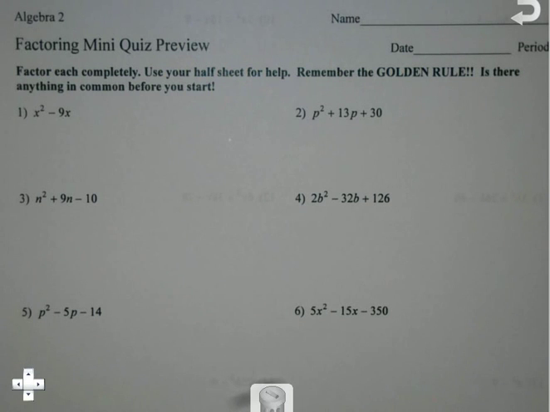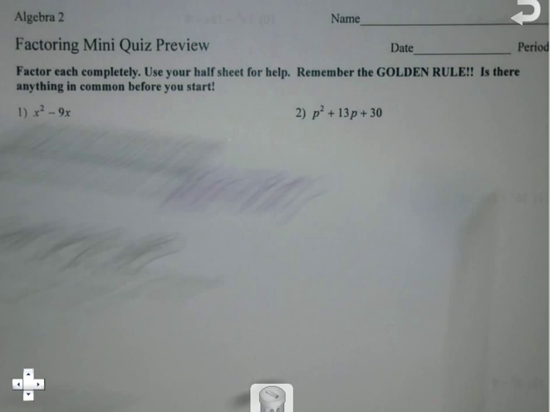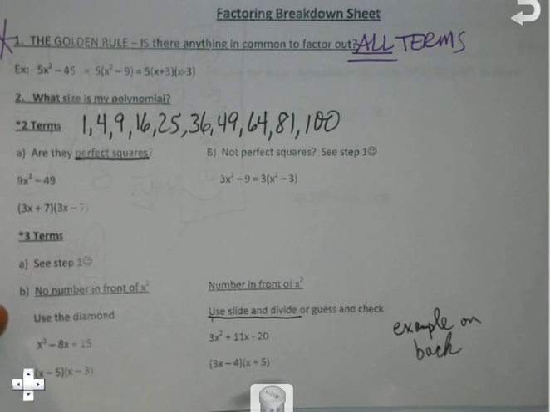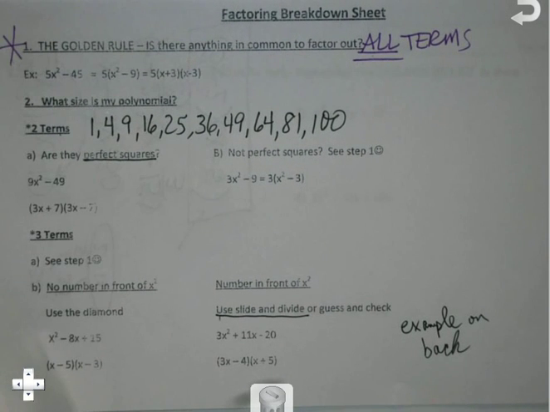All right, so getting ready for our mini quiz on factoring. And again, just a couple of reminders here as we get started. With our breakdown sheet, rule number 1, same thing every time. Is there anything in common to factor out? But it's got to be something that's in all my terms, not just a couple of them.